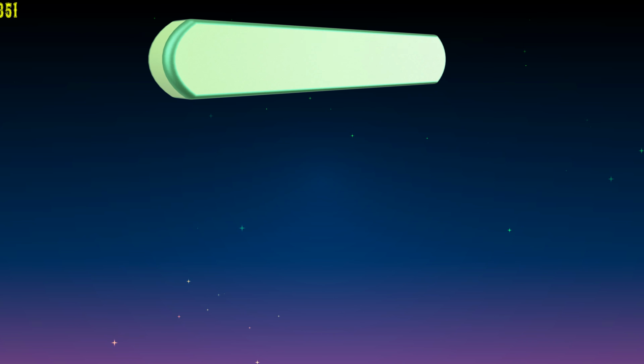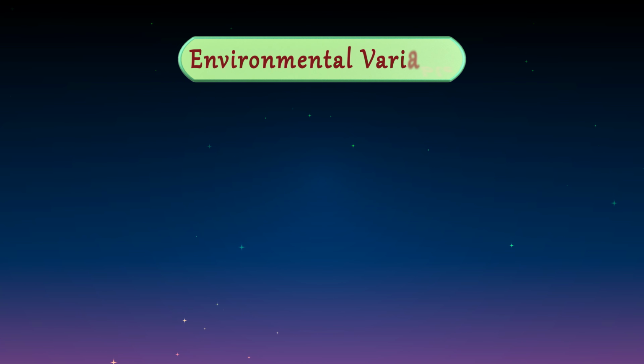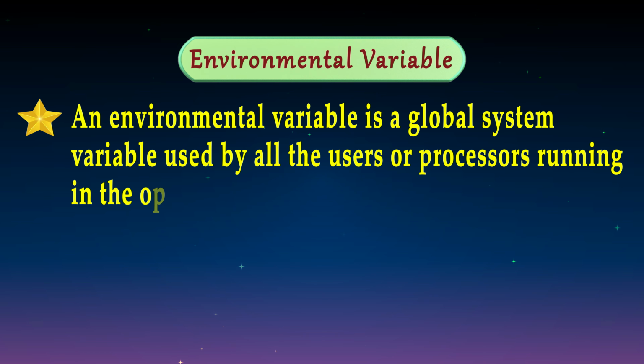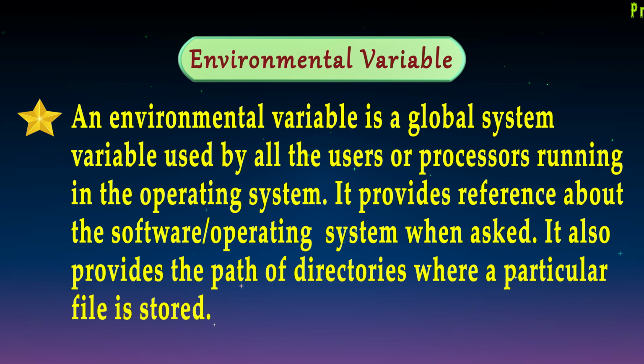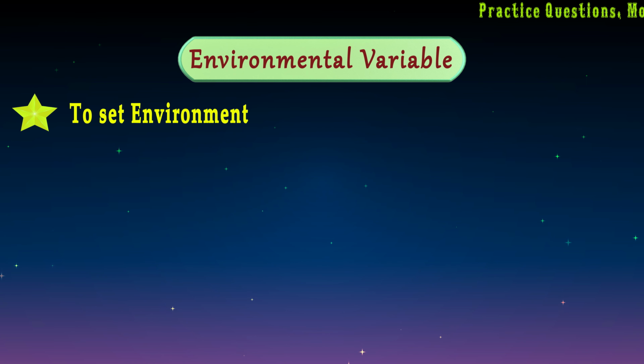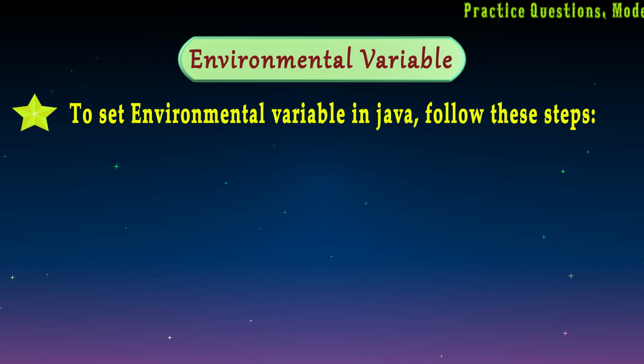So next we are having environmental variables. Environmental variables are very important to execute the Java program. These are global system variables. The user, that is the developer, needs to set the environmental variables first to execute the program. There are different directories and folders which we need to know, and there are certain steps for how to set the environmental variables.